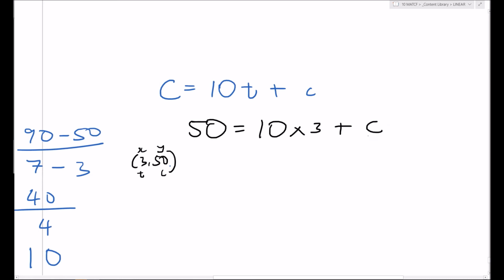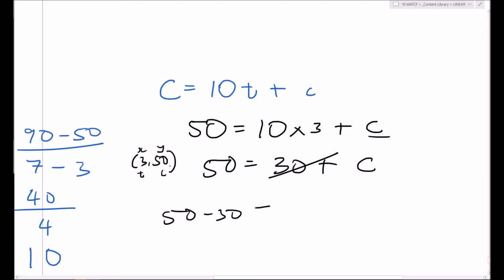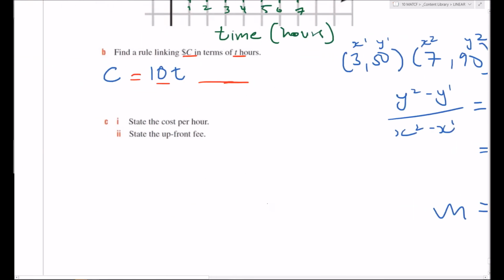And now we solve for the y-intercept there. 50 equals 10 by 3 is 30 plus c. And then again, moving that 30 because you want to isolate the c, it becomes 50 minus 30 equals c. So therefore c must equal 20. So in my final formula, my y-intercept is a positive 20.